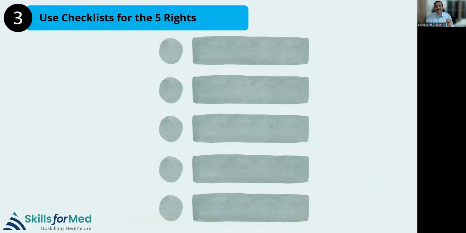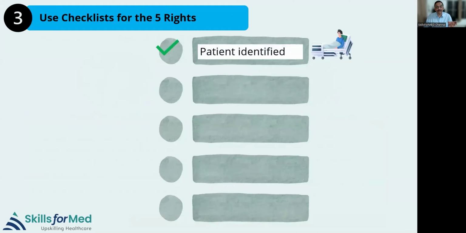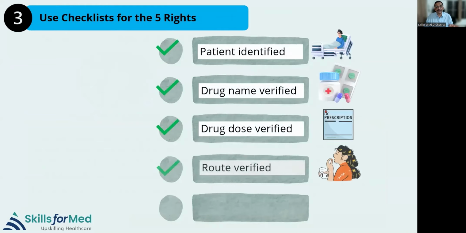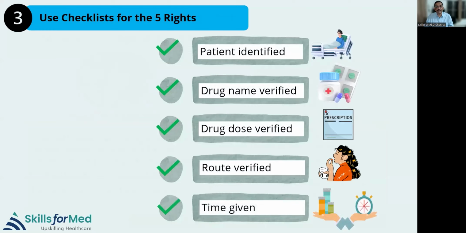Now, checklists. Many of you had said, use checklists. So make a checklist so that you make sure you have gone through all the things. Has the patient been identified? Drug name has been verified. Drug dose has been verified. Route has been verified. Time given is correct. If you use a checklist, then you can use it for auditing, and thereby you can look at how many times these mistakes happen. So the third way to reduce medication errors is to use checklists for the five rights.